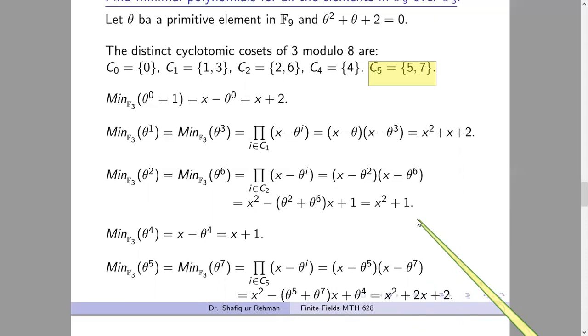And for 0 there is no problem. Minimal polynomial of 0 can be easily found here.